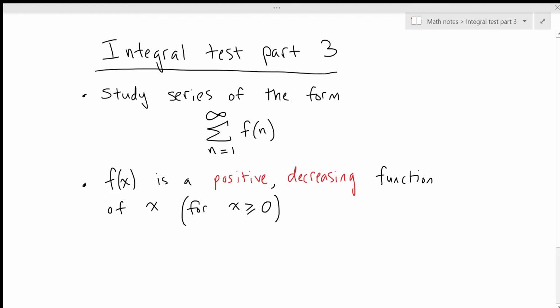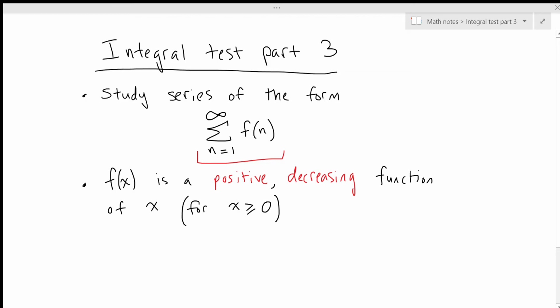This will be our third and final video on the integral test for infinite series. So in this lesson we're going to look at examples of the bounds that we derived in the first two lessons, and we're going to use them to prove the convergence or divergence of two different series. As in the first two lessons, the series that we study have this form shown here.